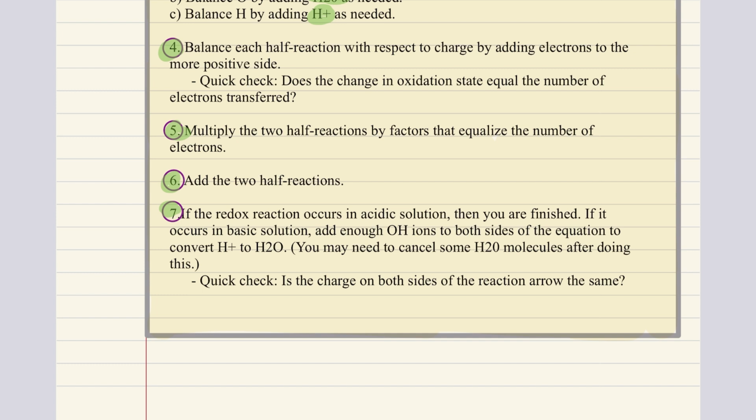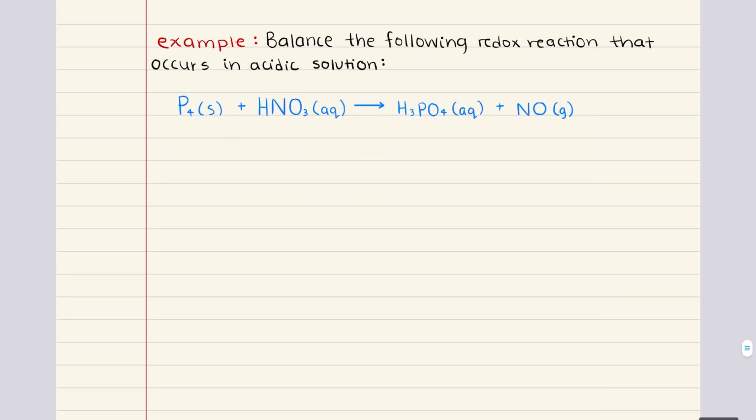But if it occurs in basic solution, then we need to add enough hydroxide ions to both sides of the equation to convert hydrogen ions to water. And here we may need to cancel some water molecules after doing this. And then our final quick check is that the charge on both sides of the reaction arrow are the same. Now, this might be a little confusing, but it's going to be okay because we're going to do two practice problems, one in acidic solution and one in basic solution.